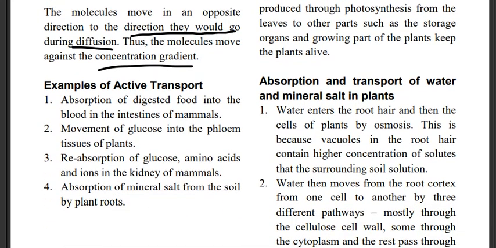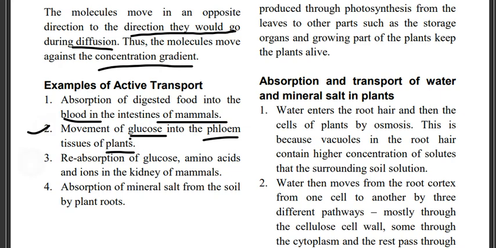We have examples of active transport. The first one is absorption of digested food into the blood in the intestines of mammals. We also have movement of glucose into the phloem tissues of plants. And then we have reabsorption of glucose, amino acids, and ions in the kidney of mammals. We also have absorption of mineral salts from the soil by plant roots.